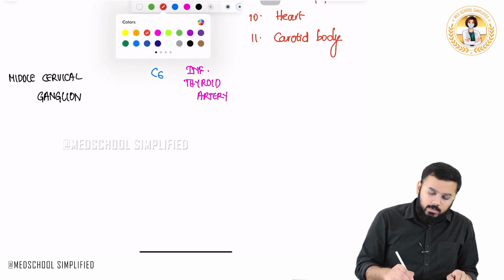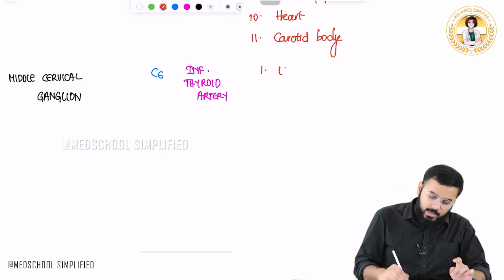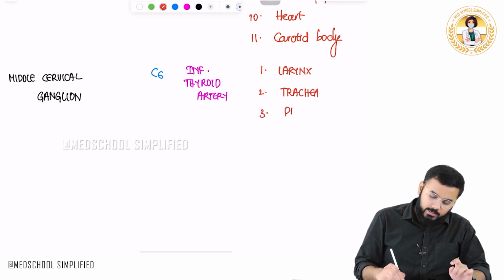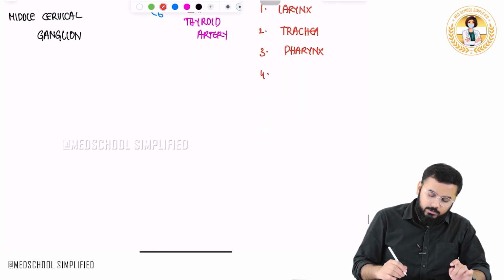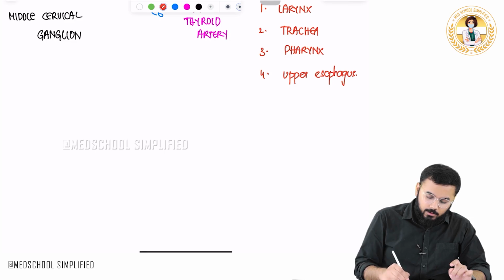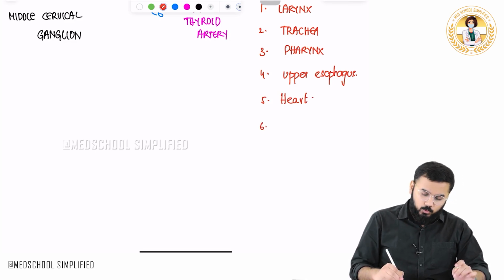Next, let us see what are the structures that it is innervating. The first important thing is your larynx. Second is your trachea. Third is your pharynx. Fourth is your upper esophagus. Fifth will be your heart. Sixth will be your smooth muscle.